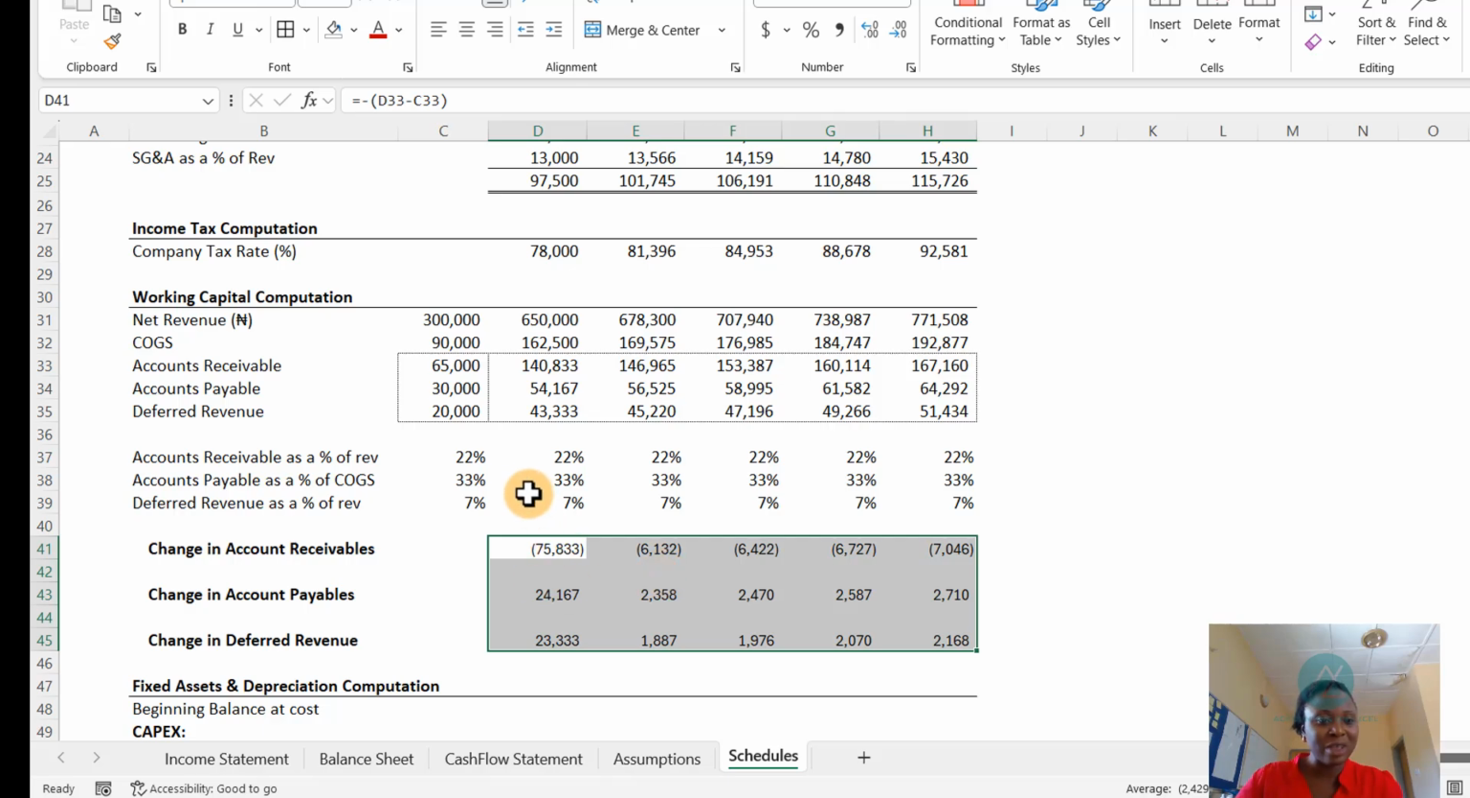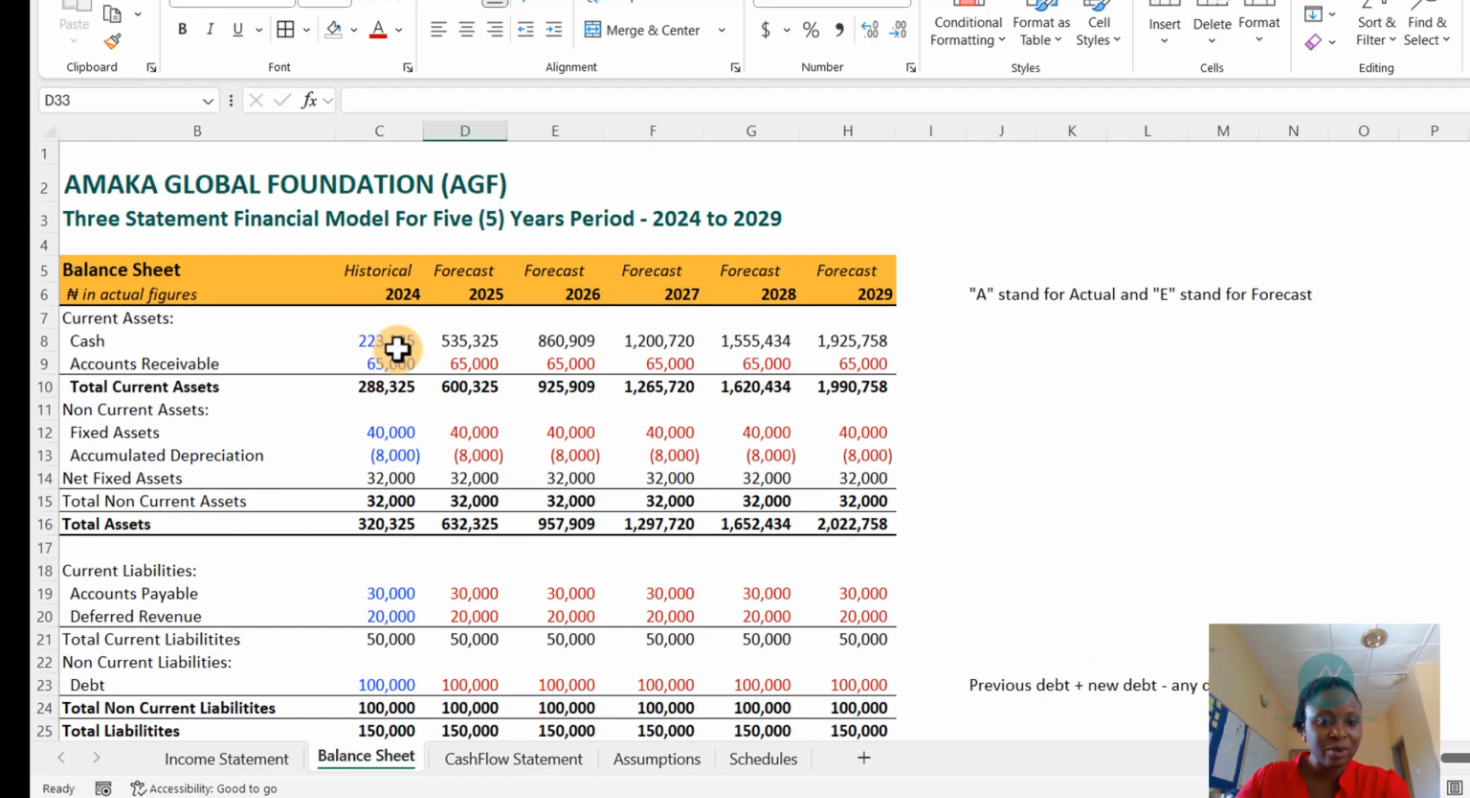So what we haven't done with the working capital, let's pick it now to the respective statements. So for this accounts receivable, we are taking it to the balance sheet. So come to the balance sheet. Where's our accounts receivable?